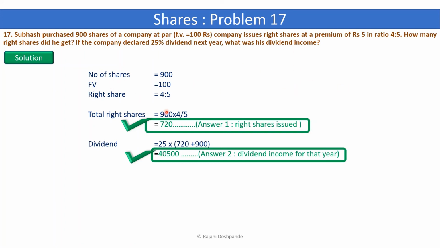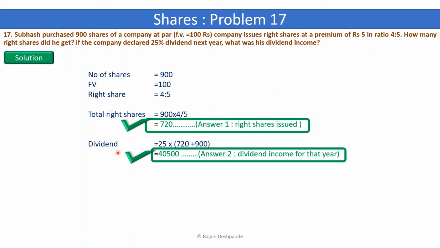So let us calculate now. Number of shares is 900 shares. Face value is 100 rupees. And the right share ratio is 4:5. That is, for every 5 shares he gets 4 more shares for rupees 5. So total right shares is equal to 900 into 4 by 5, that is 720 shares. So he gets 720 shares issued more for the 900 shares at rupees 5.